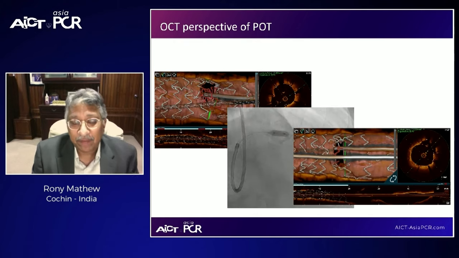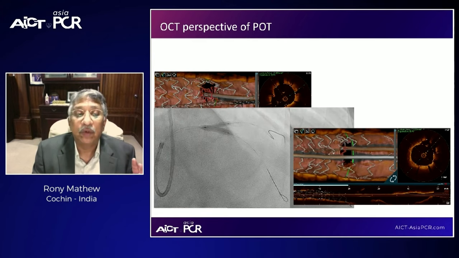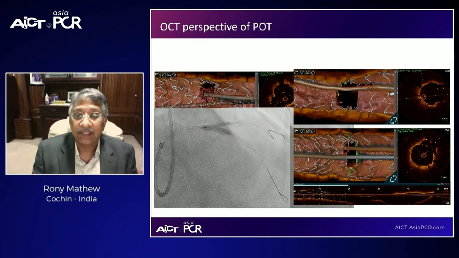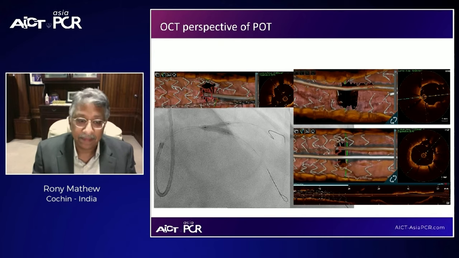So a perspective from the OCT where a POT helps you in recrossing, and you do a KISS, and this is the final result that you get.